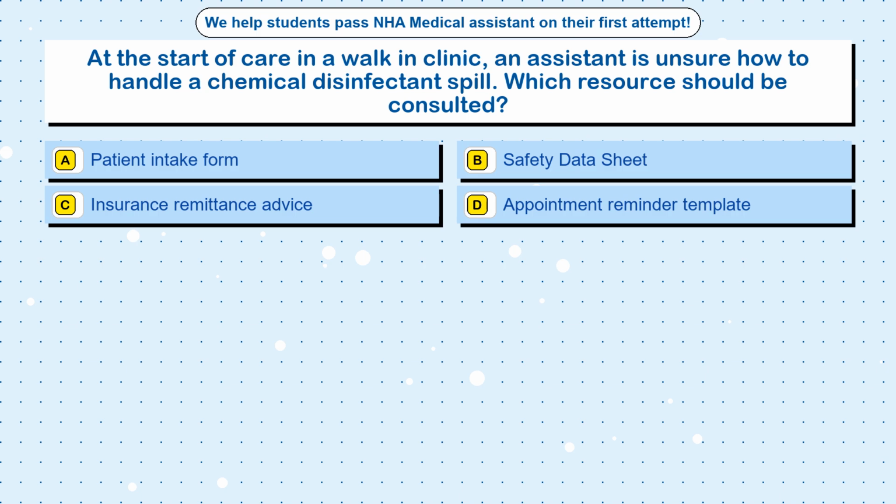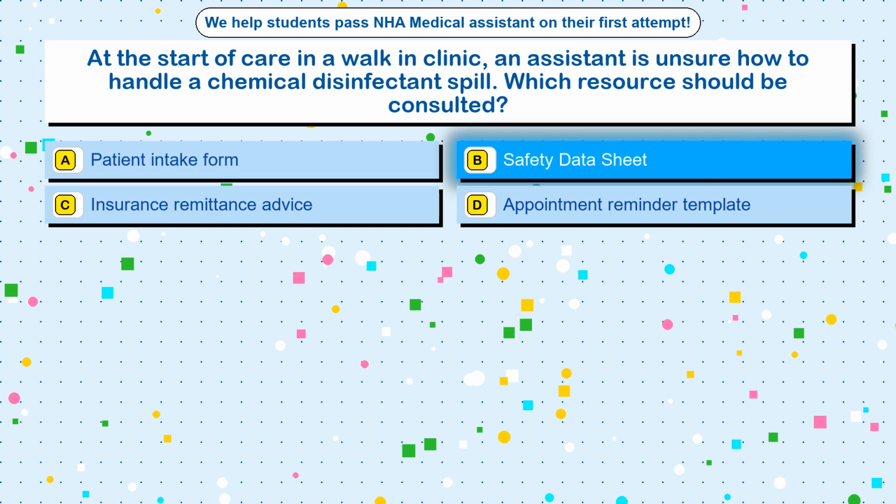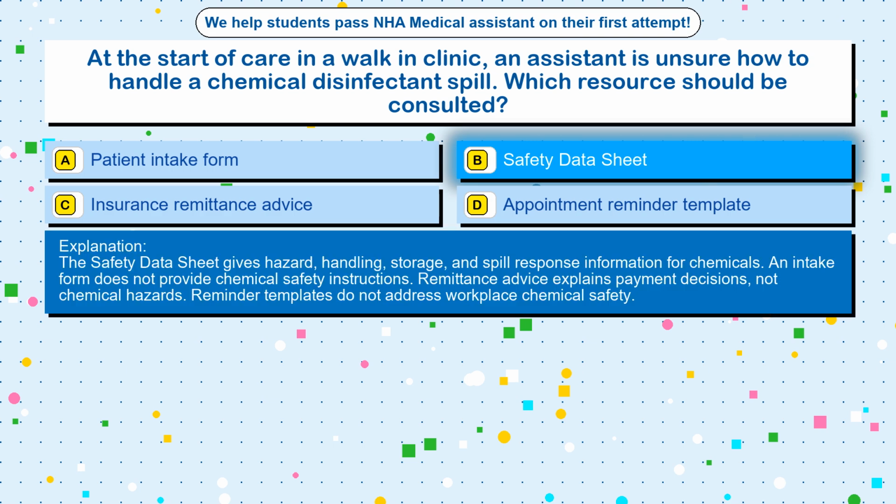Option A. Patient intake form. Option B. Safety data sheet. Option C. Insurance remittance advice. Option D. Appointment reminder template. The correct answer is option B. Safety data sheet. The safety data sheet gives hazard, handling, storage, and spill response information for chemicals.